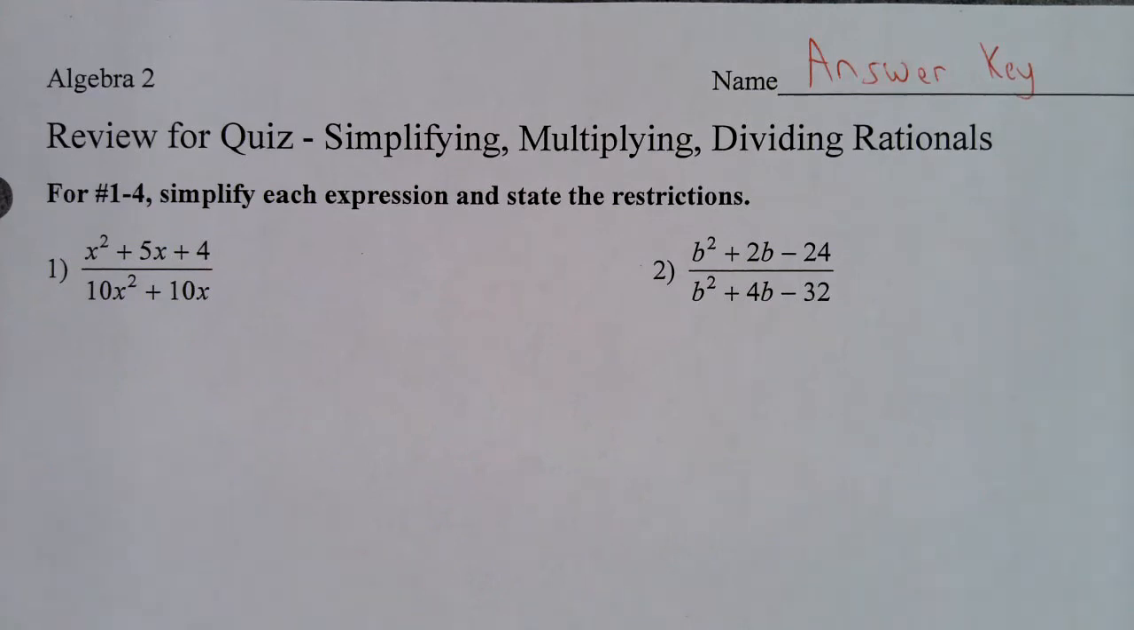All right, this is the review for the quiz on simplifying rationals, multiplying rationals, and dividing rationals. Okay? Numbers 1 through 4 say simplify each expression and state the restrictions.